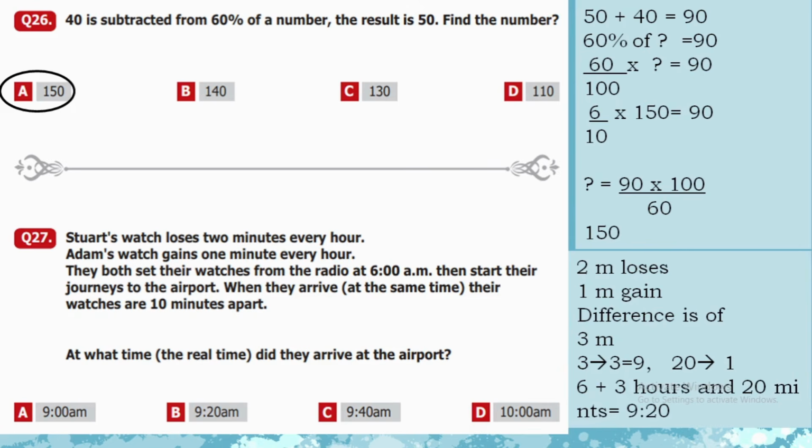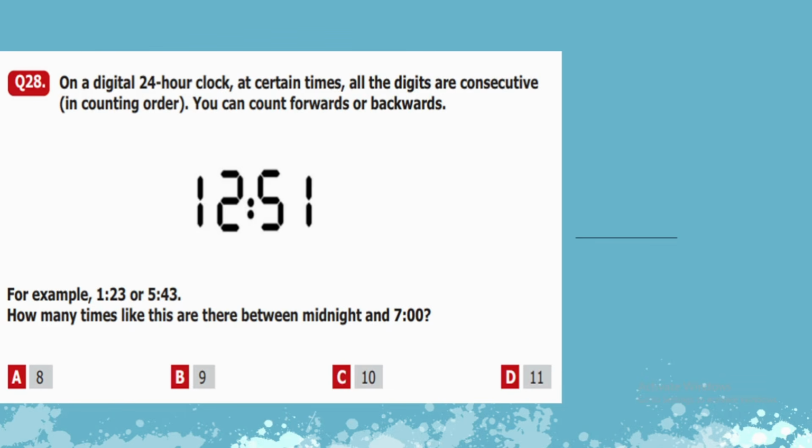So if we add 3 hours and 20 minutes to our original time, which is 6 o'clock, the time when they arrived at the airport will be 9:20 a.m. So option B is the correct option.